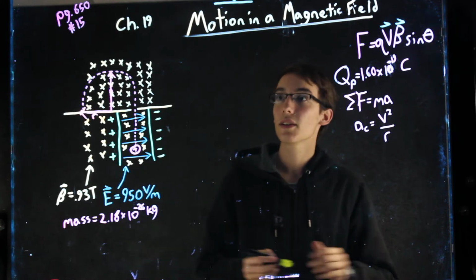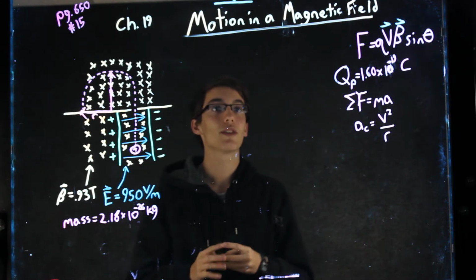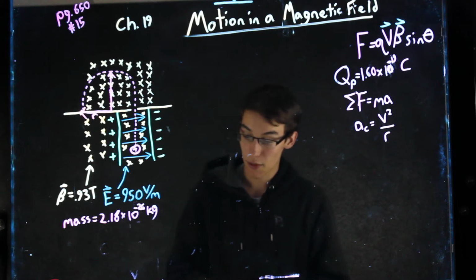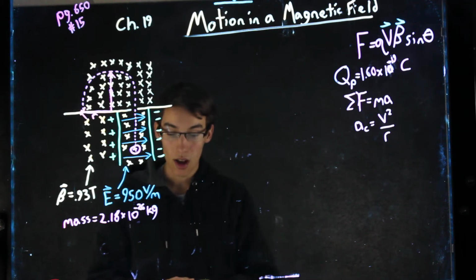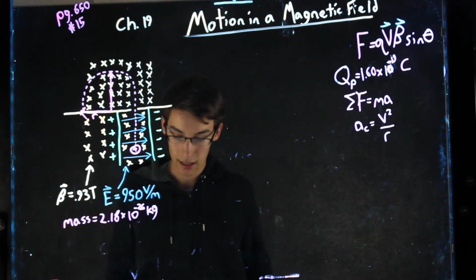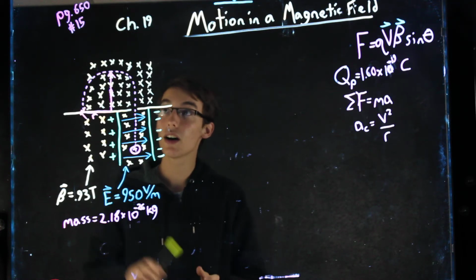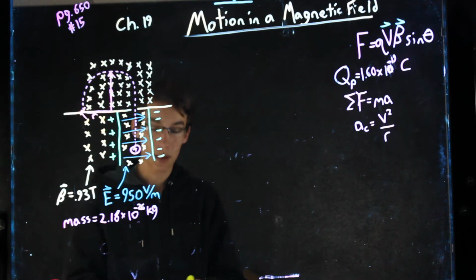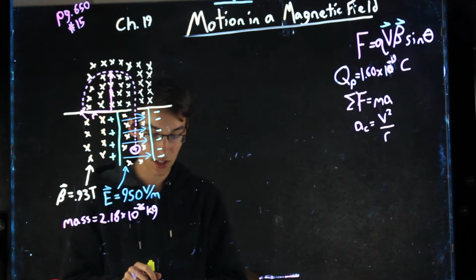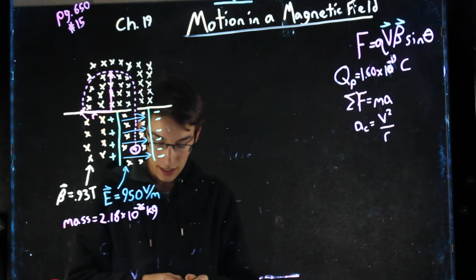Alrighty, so we are going to tackle yet another problem involving motion of a charged particle within a magnetic field. But fair warning, this problem is probably one of the harder problems you will see, much harder than last time's. So we are on page 650, problem number 15. For those of you following along at home, we are still in chapter 19, which is magnetism. So I'll read it out loud for you.